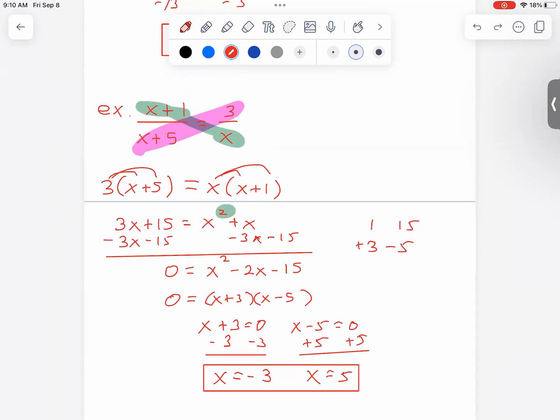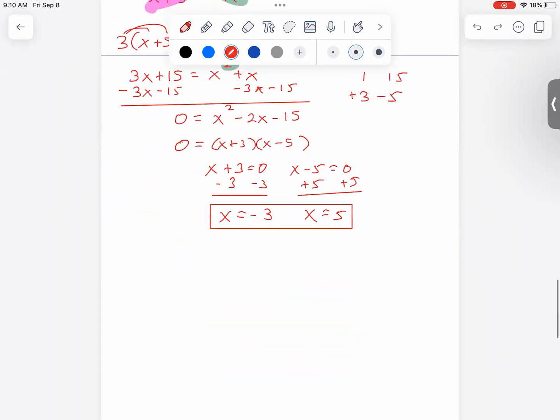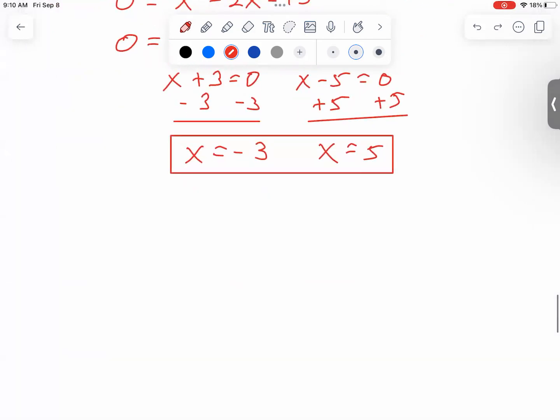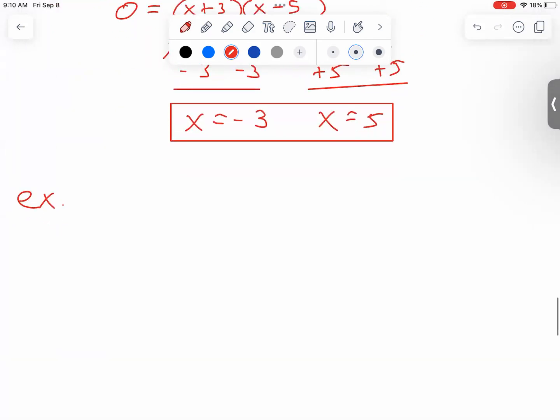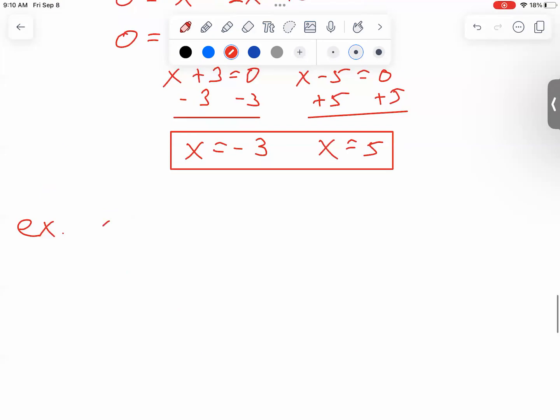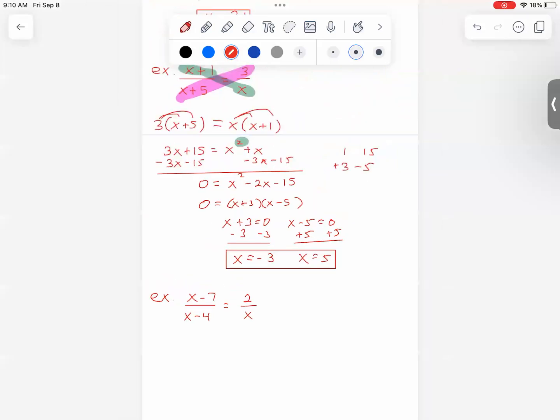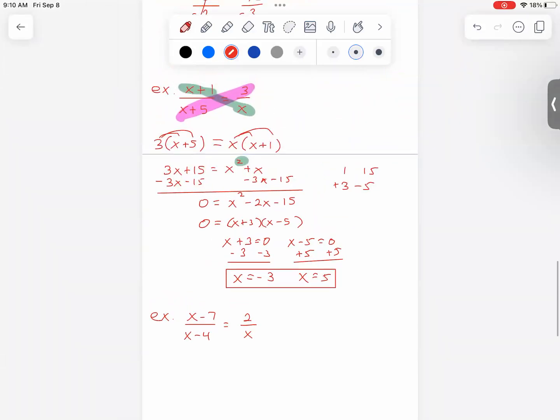All right, your turn, guys. I'm going to put one up that's kind of similar. Let's use that as a model. If you guys would please do this one. x minus 7 over x minus 4 is equal to 2 over x. Okay, this is as hard as they get. So if you get this, you are in great shape. Give that one a shot.